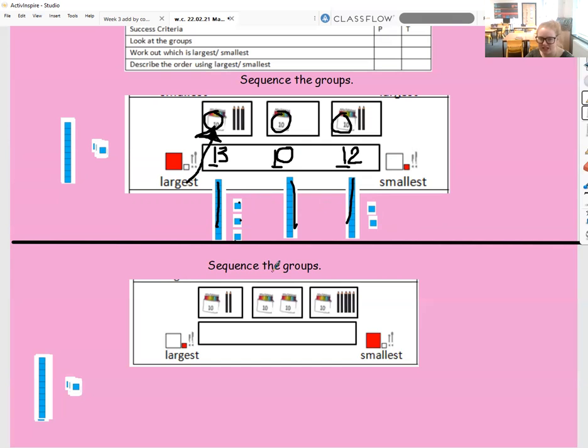So I know it's not going to be 13. Is it 10 or 12? Or what is smaller, 0 or 2? Which of those numbers is smaller? 0 is smaller than 2, so 10 is my smallest amount.